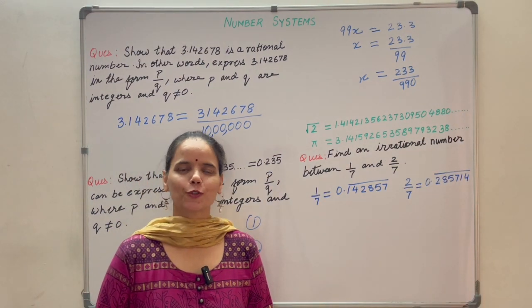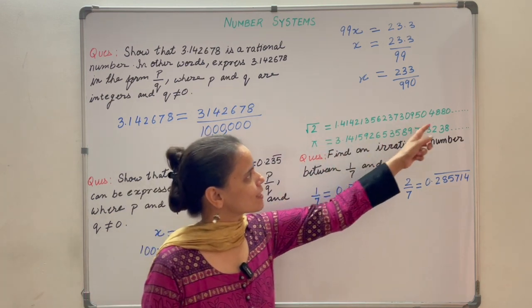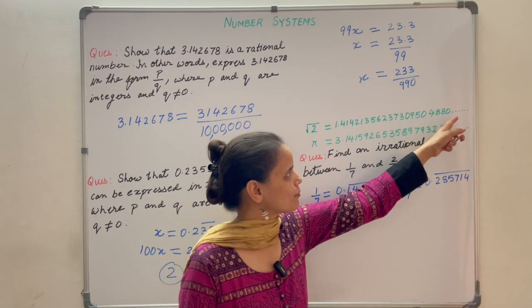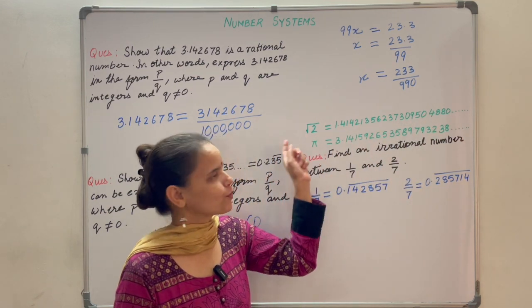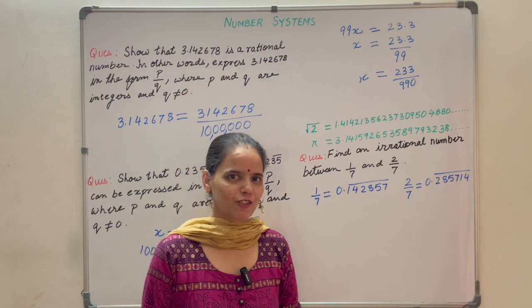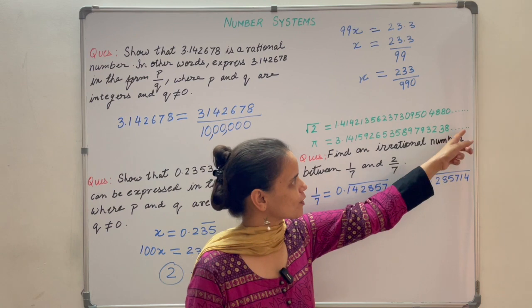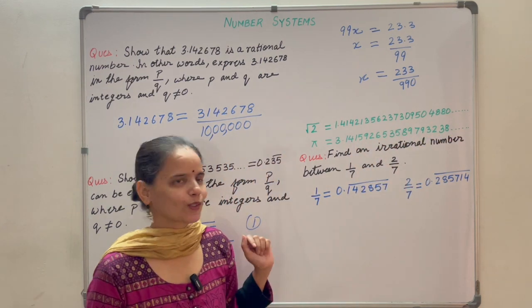Now let us discuss two famous irrational numbers, root 2 and pi. This is a decimal expansion of root 2. You can clearly see here, this is non-terminating, non-recurring. To find the decimal expansion of root 2, you can use the long division method. This is the decimal expansion of pi. This is also non-terminating, non-recurring. Now let us take this question.